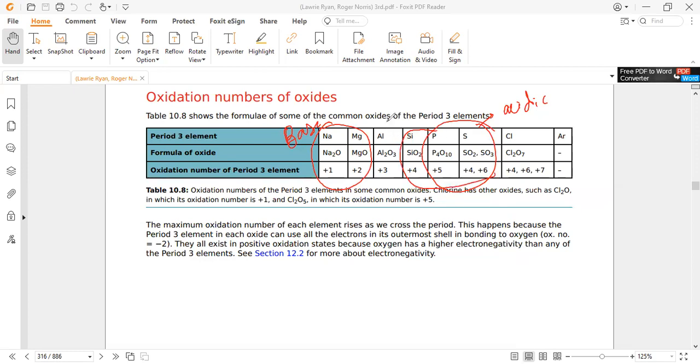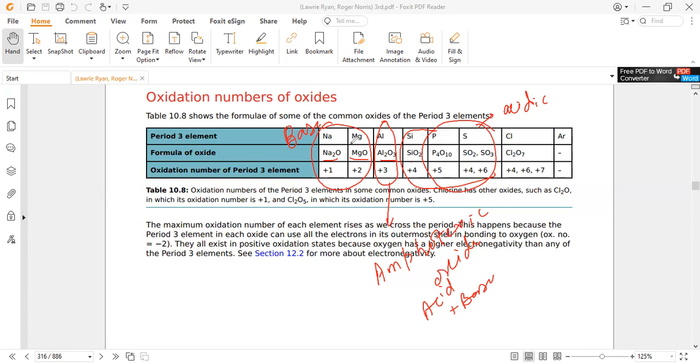But aluminium is also a metal, but aluminium does not show metallic behavior alone. It shows metallic as well as non-metallic behavior. That's why we term it amphoteric oxide. So the first two oxides, sodium oxide and magnesium oxide, are basic. Aluminium oxide is amphoteric, meaning it acts as acid as well as base. And the last three, non-metal oxides, are only acidic in nature.